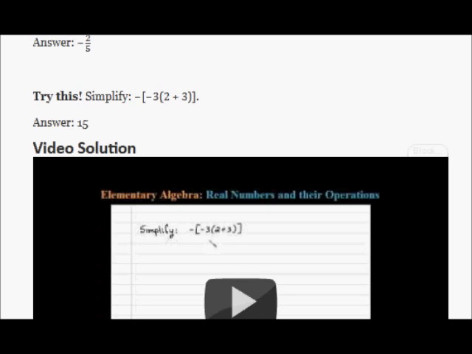Now here's another example. Negative of negative 3 times the sum 2 plus 3. We're going to work inside out. 2 plus 3 is 5. 5 times negative 3 is negative 15. Negative 15 times negative is positive 15.